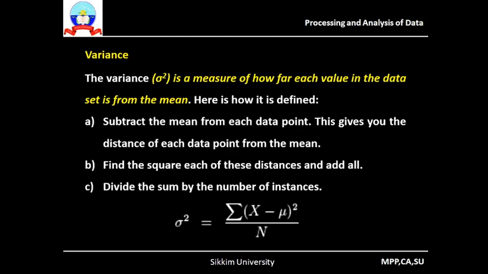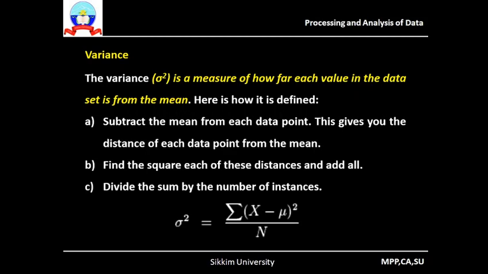Variance is a measure of how far each value or data point in the dataset is from the mean. Let us try to understand the steps that are involved in calculation of variance. Step number 1. Subtract the mean from each data point. The result of the subtraction gives the distance of the data point from the mean.